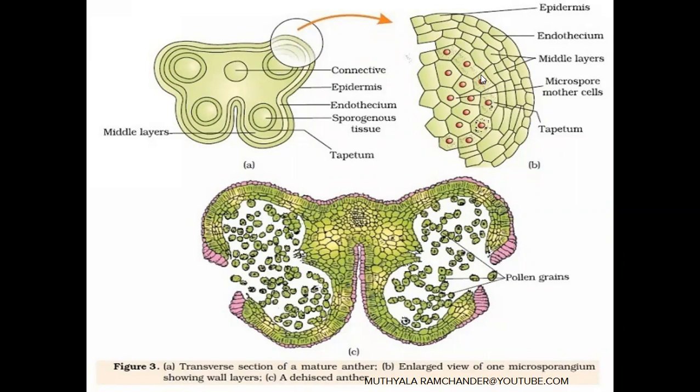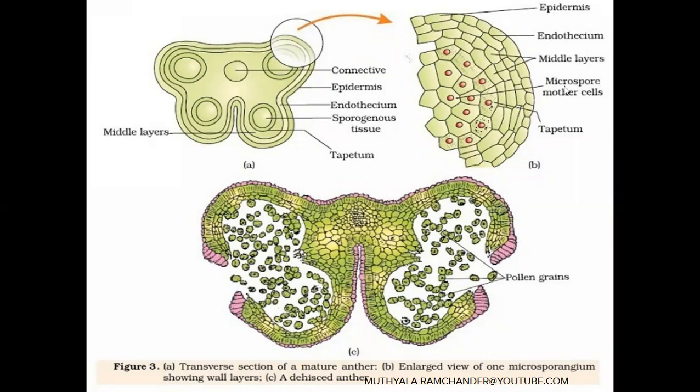Both types of tapetum cells, glandular tapetum cells and amoeboid tapetum cells, supply nutrients to microspore mother cells. See, below the tapetum layer, a large number of diploid cells are present. The diploid cells are called sporogenous tissue or microspore mother cells.